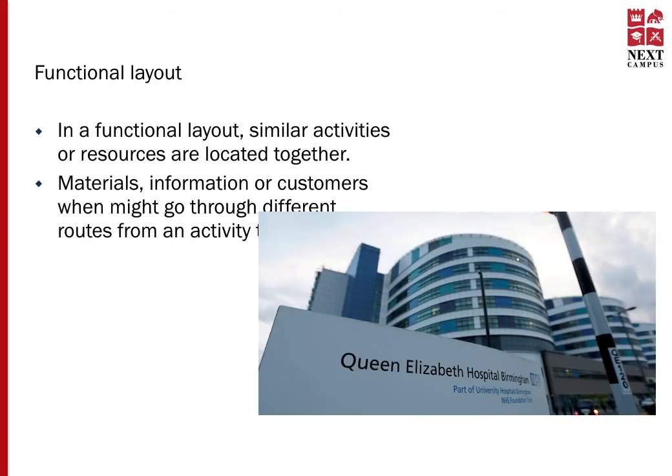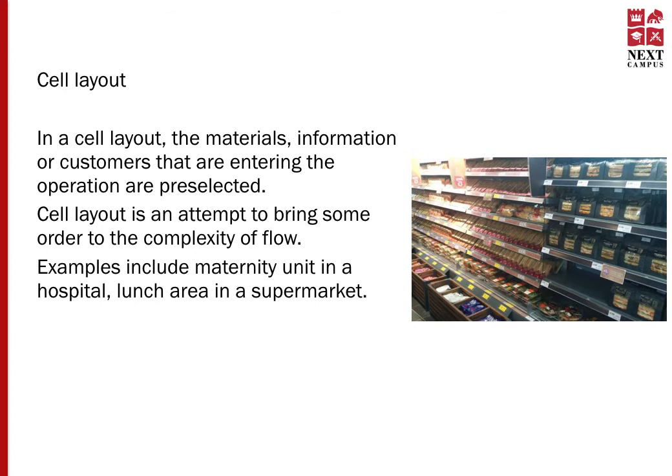What is a functional layout? In a functional layout, similar activities or resources are located together. An example is a hospital. What are the characteristics of a cell layout? In a cell layout, the materials, information, or customers that are entering the operation are pre-selected. Cell layout is an attempt to bring some order to the complexity of flow. Examples include a maternity unit in a hospital, or the lunch area in a supermarket.